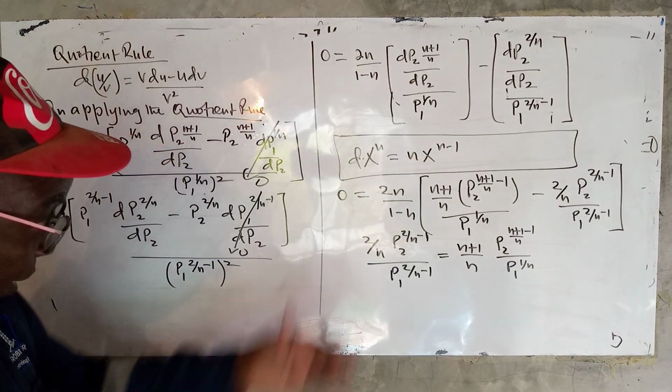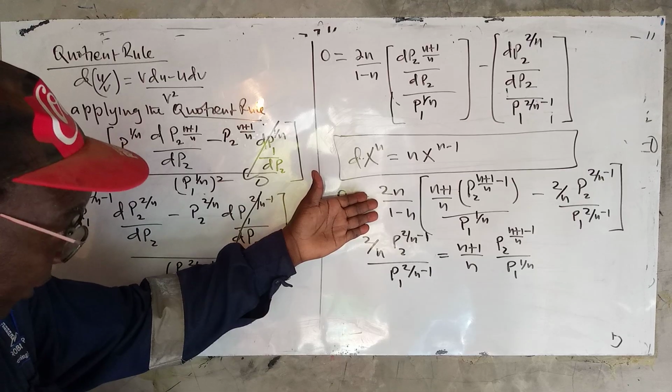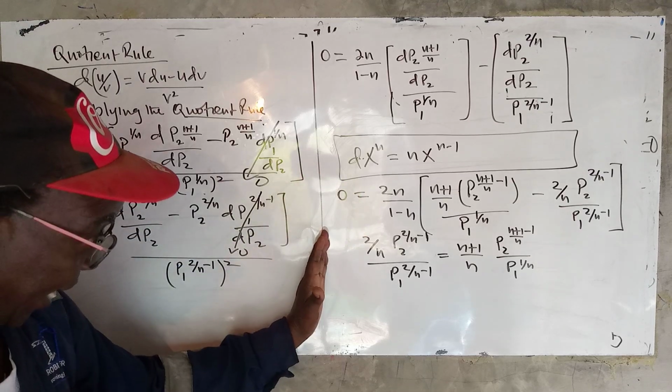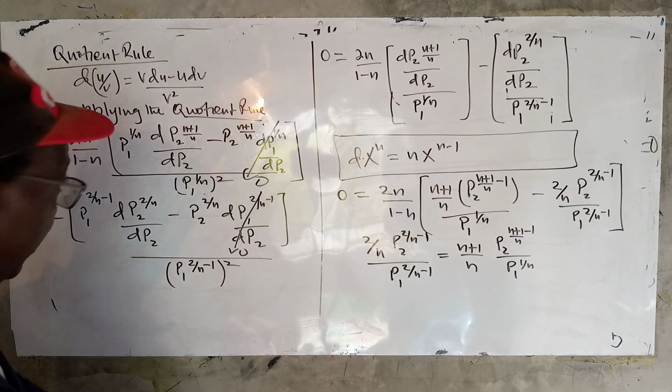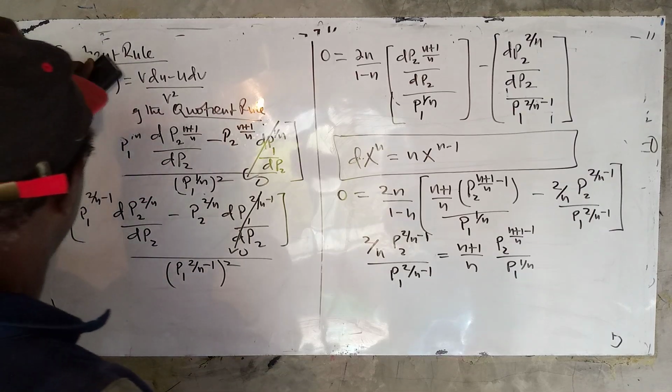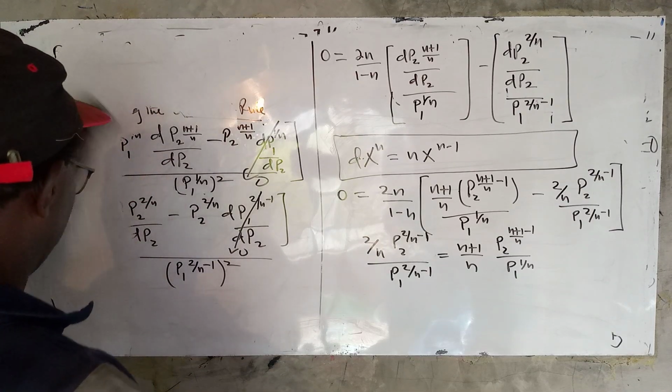So I repeat, we have multiplied both sides by 2n over 1 minus n, so we can cancel both of them. So we are left with those particular quantities there. Let's see if we can simplify it further.